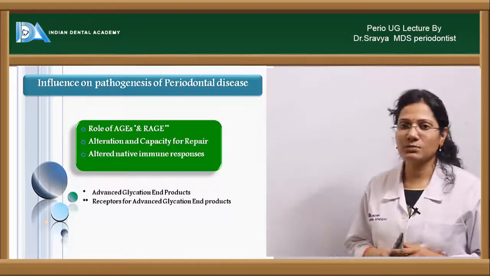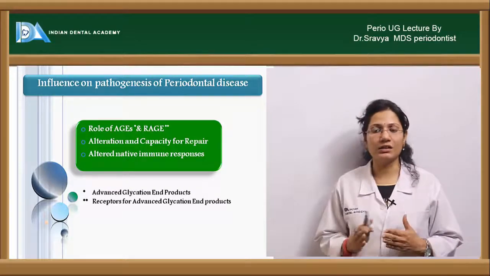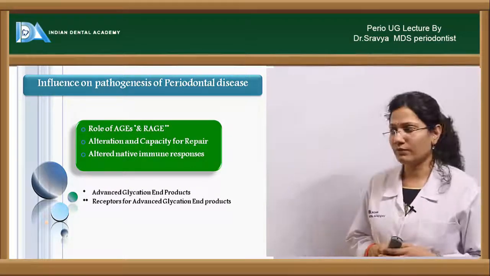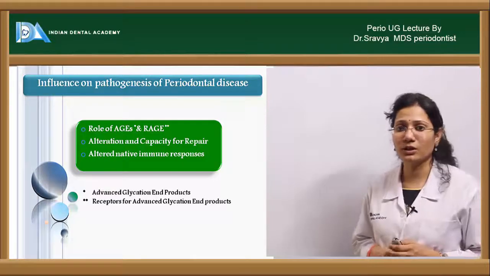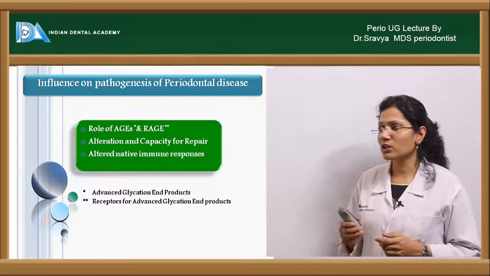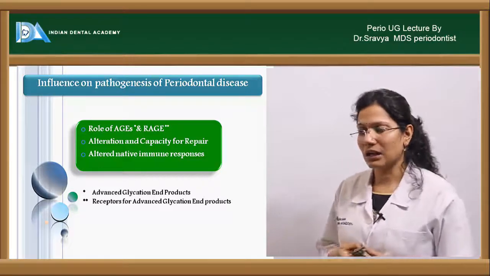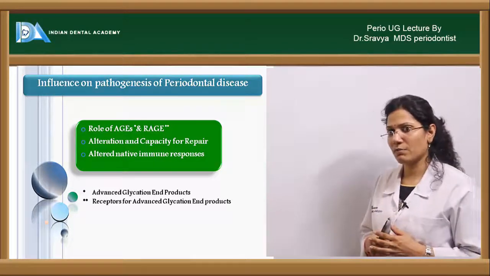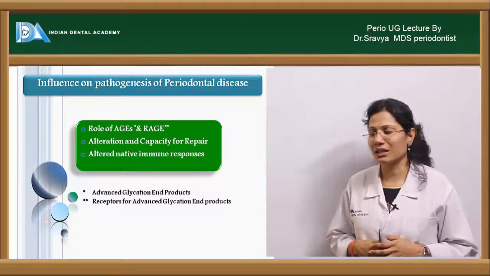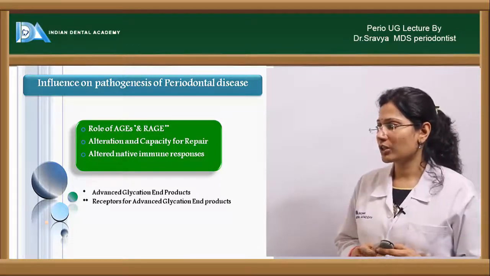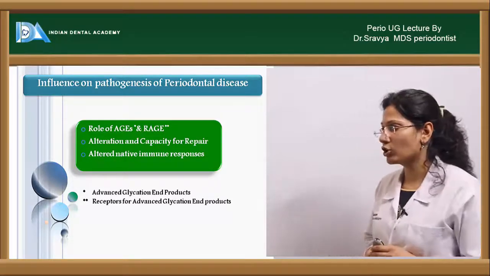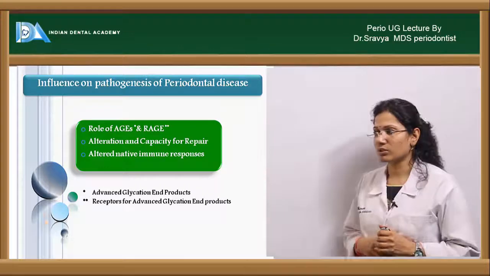Now, what is the influence on the pathogenesis of periodontal diseases? There are three mechanisms that have been explained for how you can link diabetes mellitus with periodontal infection. The first one is the role of AGE and RAGE. I will describe this in a little detail. It's not very important, but still you need to know what AGE and RAGE are. Then the alteration in the capacity for repair and altered native immune responses.